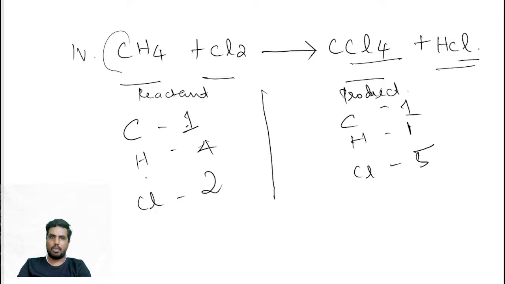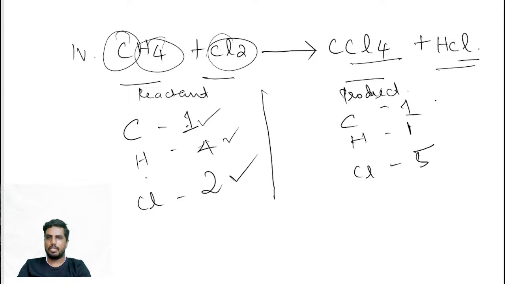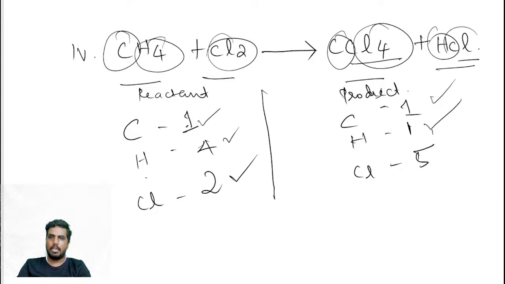So you can see here 1C is here, I have written 1C and 4 H is there and I have written a 4H and Cl2 is there and I have written a 2Cl. Here you can see 1C, 1H and Cl4. Here 1 Cl is there, then 5 Cl. So I have written it.